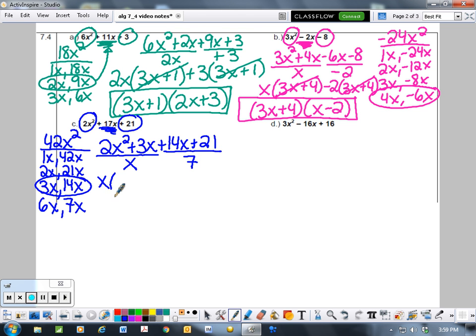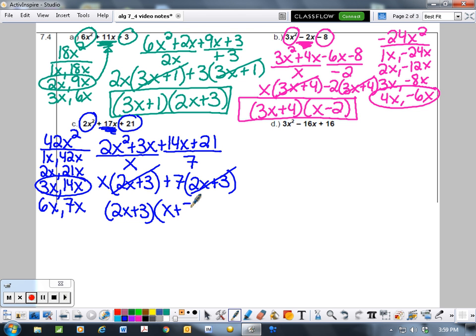So now I'm going to factor out the x. So this becomes 2x. This will become 3. Pull out the 7. So 14 divided by 7 is 2. 21 divided by 7 is 3. And these are common, so now I'm going to factor that out. 2x plus 3. Boom, boom. What's left behind is my next factor, x plus 7.